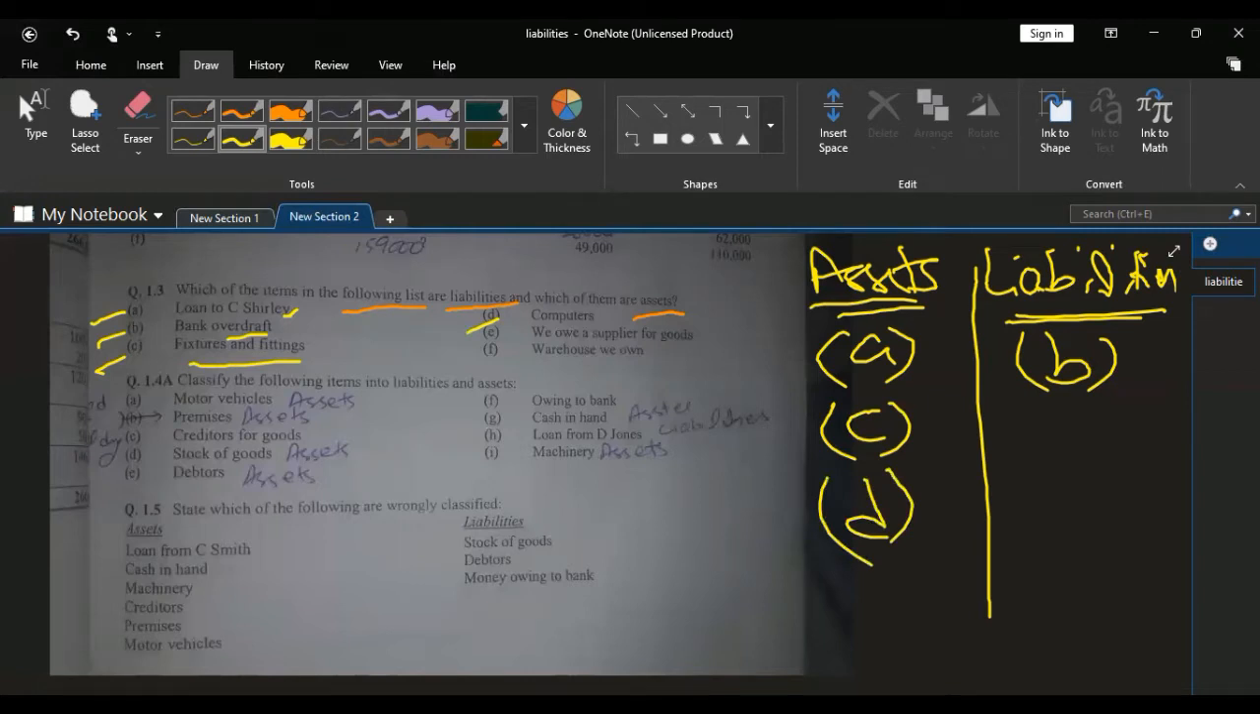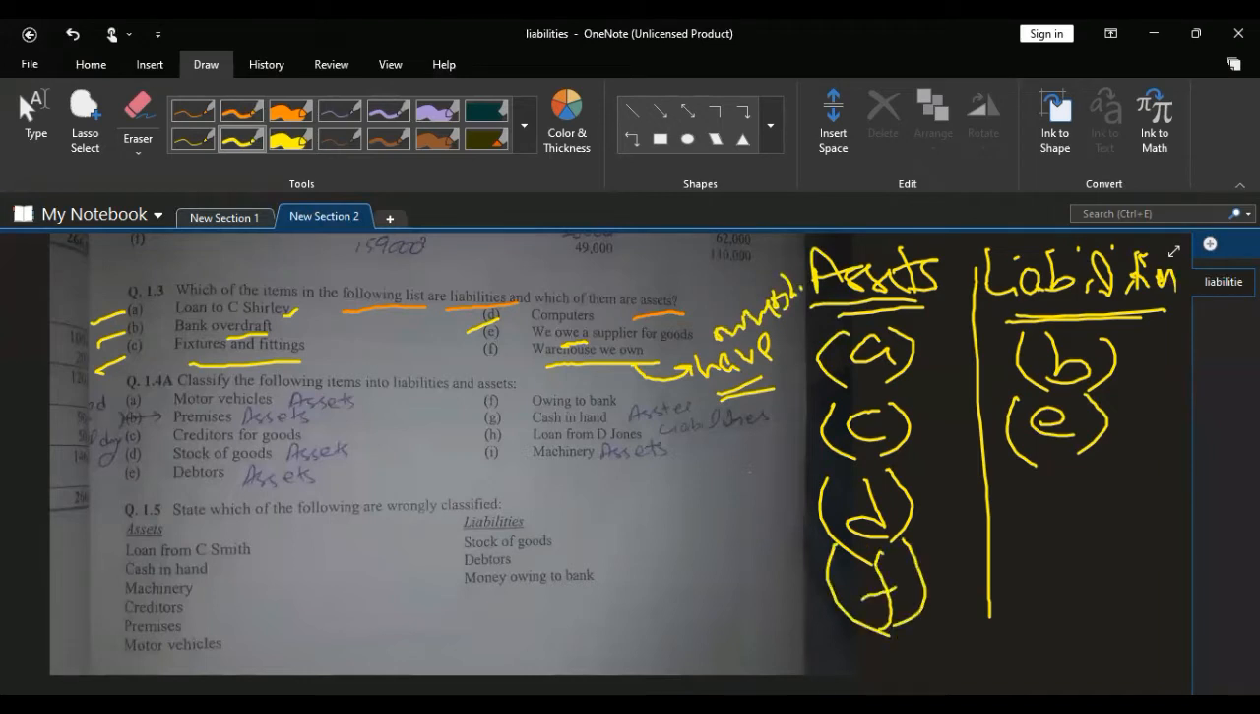We owe a supplier for goods. It means that we have to pay for the goods that have been purchased from the supplier on credit basis. So it's a liability on our business. Warehouse we own. Own means we have its ownership. So the warehouse is our asset. So in this example 1.3, we have separated our assets from our liabilities. So let's move to the next example.